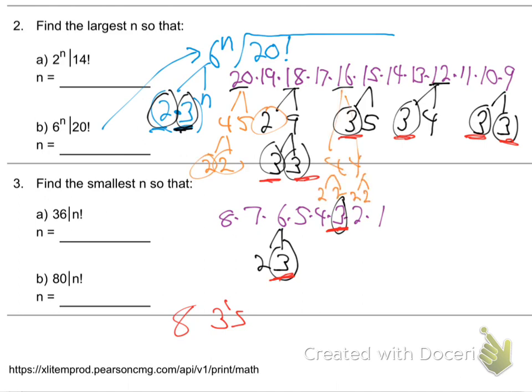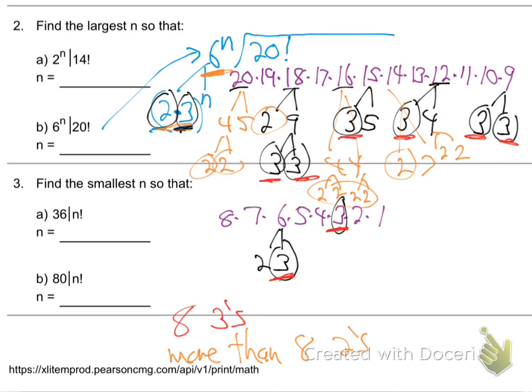2, 2, 2, 2. There's 4 more 2's. And then 14 has another 2. 12 has 2 more. We've already got more than 8. So I'll say more than 8 2's. Way more than 8 2's. So basically, anytime a 2 and a 3 get together, they make 6.